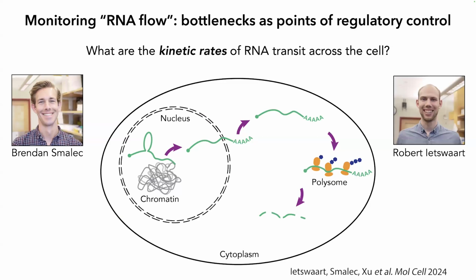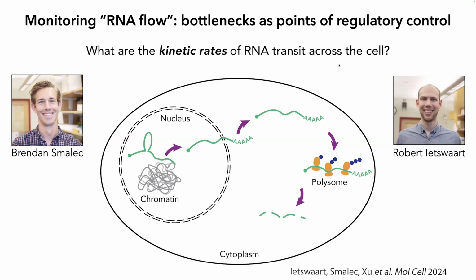So a number of years ago, a fantastic student in my group, Brendan Smalek, teamed up with a wonderful computational biologist in my group, Robert Eastwart, to monitor RNA flow throughout the cell. And the idea there was that if we could track RNAs as they move throughout their life cycle in the cell, we could identify bottlenecks in their trajectories. And presumably these are places where regulatory control is applied.